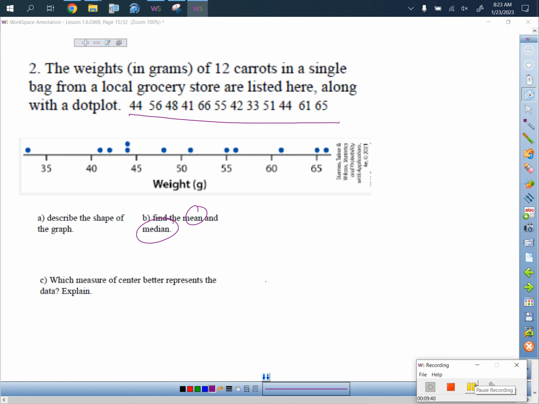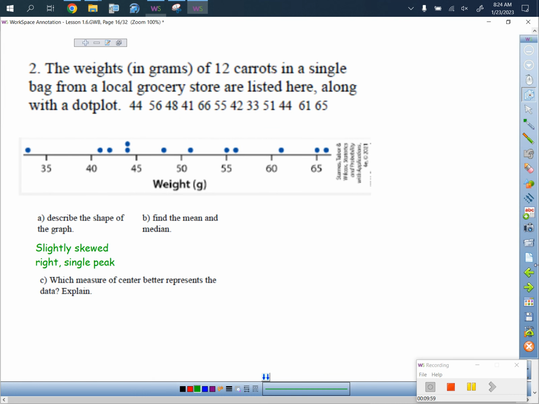You guys can describe the shape of the graph now. Kind of a weird one. Describe the shape of that graph. That guy's skewed right. He's got a little bit of a skew going to the right, and he's got a single peak.